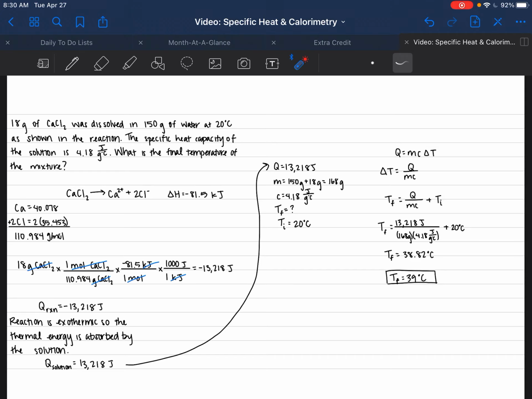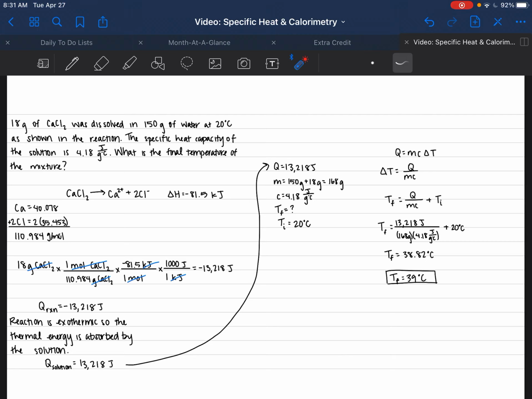So now I know my Q for the reaction. I know my mass of the reaction. The mass is just the mass of the water plus the mass of the sample. My C, which it gave me, that's my specific heat. I don't know the final temperature, but I do know that the initial temperature was 20 degrees Celsius. So we're going to solve for that final temperature. So once again, I have Q is equal to MC delta T. I went ahead and simplified it like I did before to get T final by itself on the left, and then I have the rest of the variables on the right-hand side.